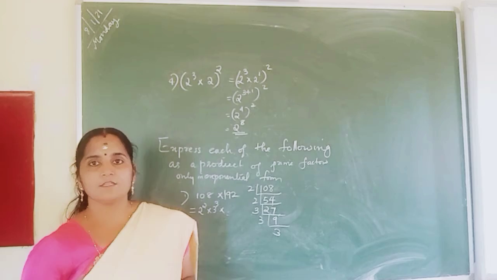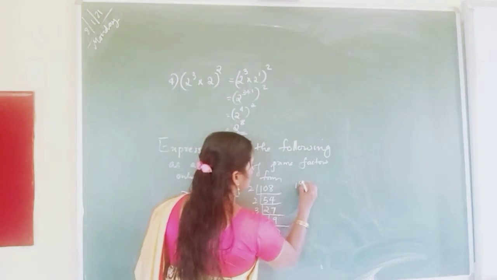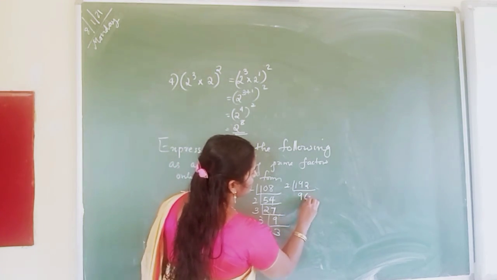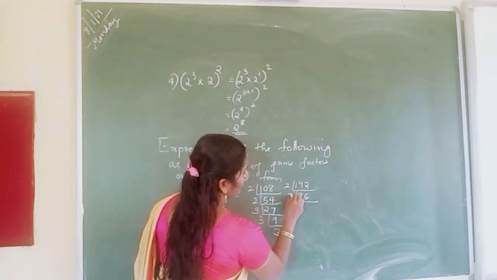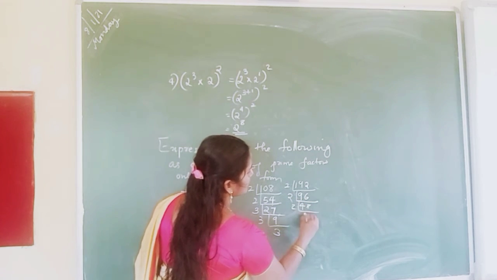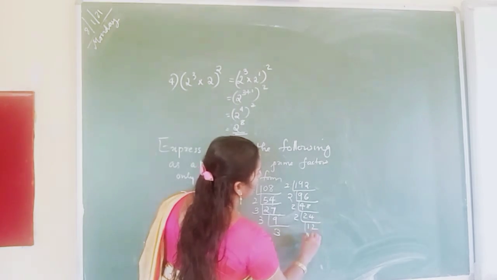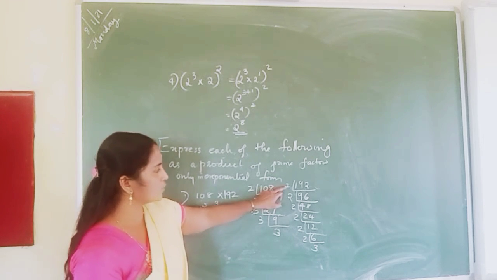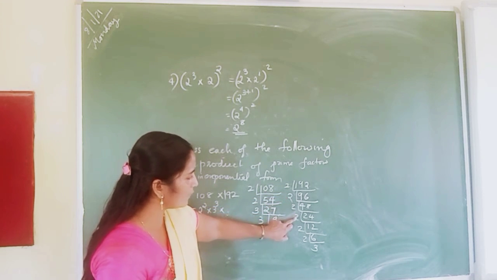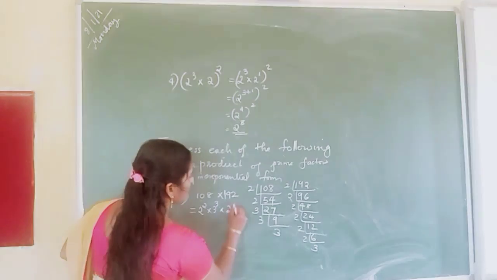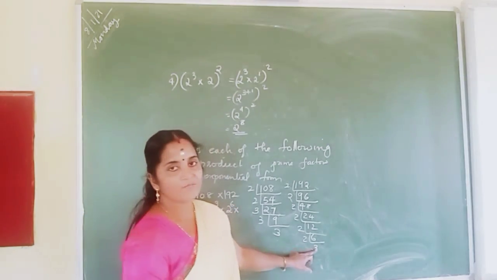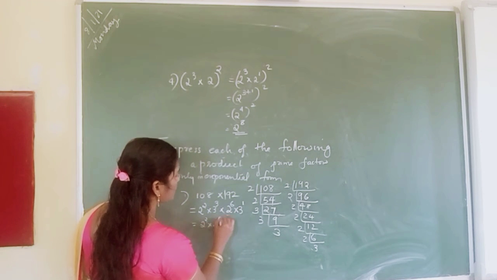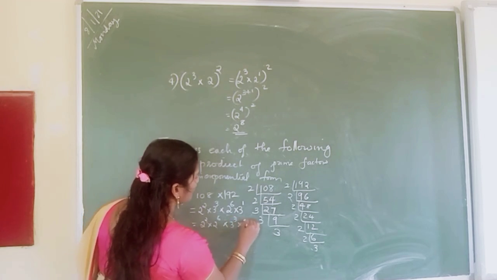Again we take the next number, 192, which can be written as 96, then 48, 24, 12, 6, 2, 3. That is 2 repeated 1, 2, 3, 4, 5, 6 times, 2 raised to 6, and 3 only 1 time, so 3 raised to 1. That is 2 raised to 2 into 2 raised to 6, 3 raised to 3 into 3 raised to 1.